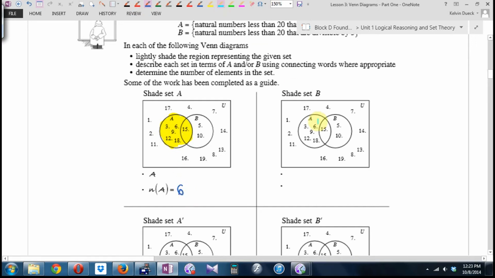Shade set B. I think like that. What is n of B? Oh, let's put n of B equals 3? Okay.